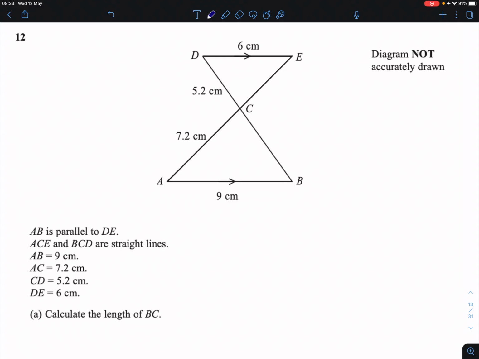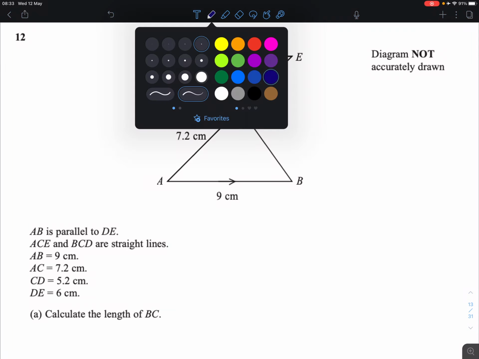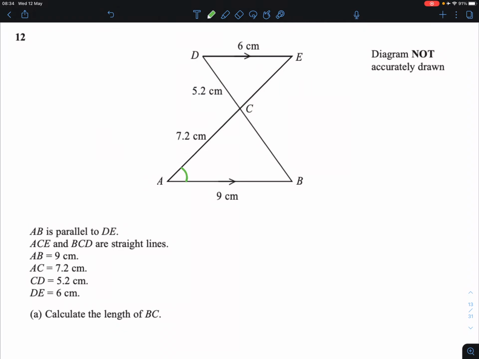Question 12, we have a diagram here with information given, A, B, C, D, E, and their lengths, also given here in words. These are a pair of similar triangles because of the fact that we have our parallel lines here. They are similar triangles, and the first thing I would do is highlight the angles that match each other, because from that you can then figure out the sides that correspond to one another.